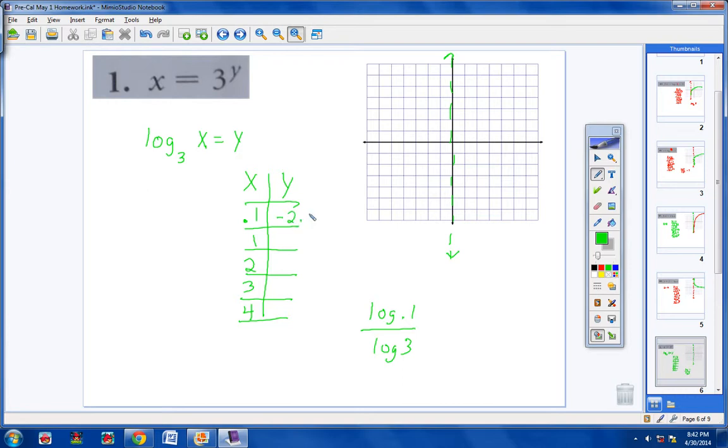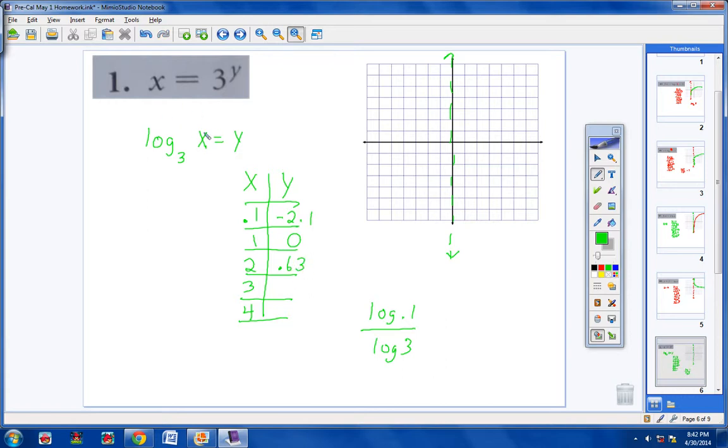Of course, I'm rounding. Now we're going to take the logarithm of 1. So it would be log of 1 divided by log of 3. So log of 1, enter, divided by log of 3 will give us 0. Now we're putting a 2 in for x right here. A 2, so we would type in log of 2 divided by log of 3. Log of 2, enter, divided by log of 3, enter, and you will get 0.63.